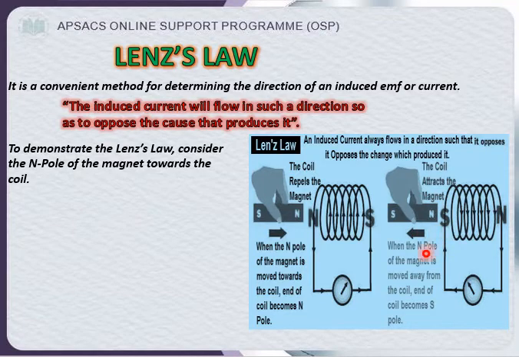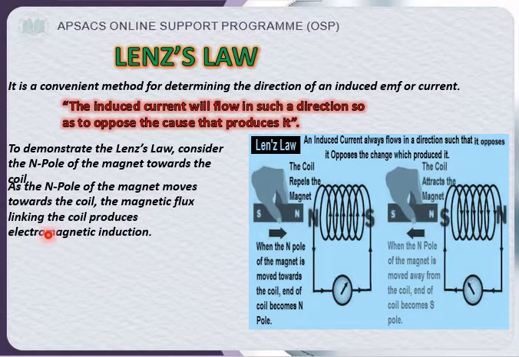So eventually this process continues: in the first figure the same poles appear on the left side of the coil, the adjacent side of the coil, and on the other hand, when the magnet is moving away from that coil, opposite poles appear to attract. So basically this is Lenz's law, in which the induced current will flow in such a direction so as to oppose the cause that produces it.